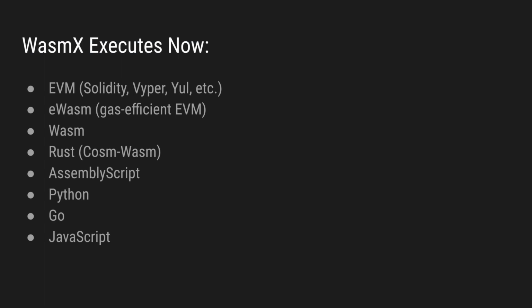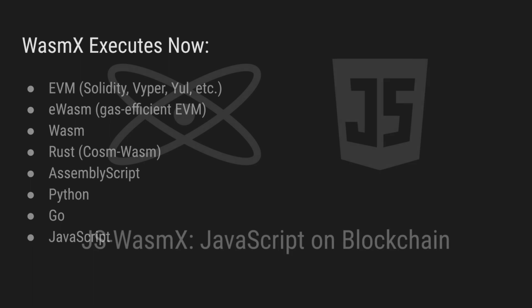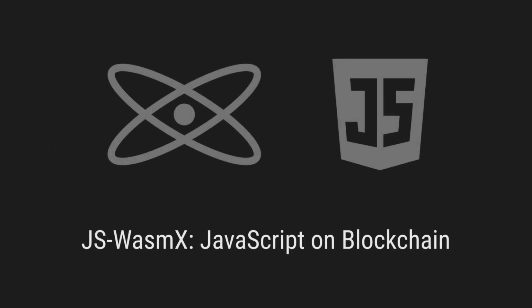You can have, even on the same chain, smart contracts written in Solidity, Vyper, Yul, Rust, AssemblyScript, Python, Go, JavaScript that cover the EVM specification, the CosmWasm specification, and our own WasmX specification, and have all of these contracts collaborate with one another. And all contracts can be used with either Ethereum wallets like MetaMask or Cosmos wallets like Keplr. And you will see this in future demos.